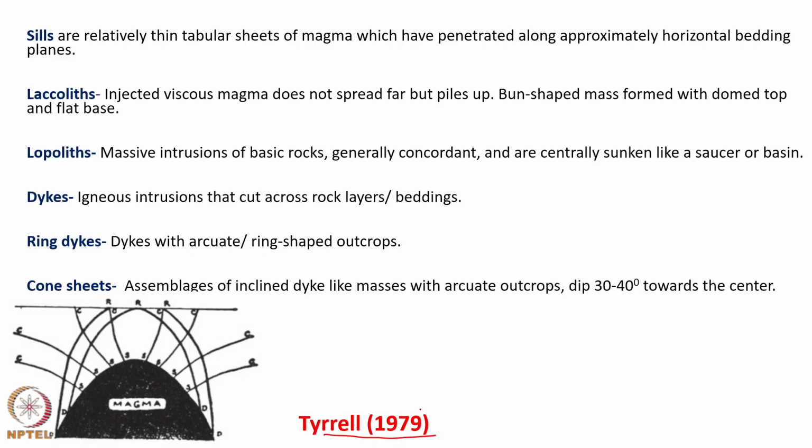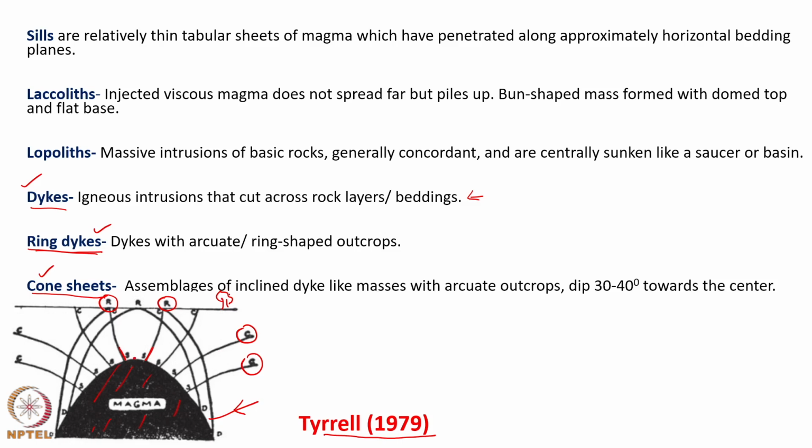As per Tyrrell's book, dikes are igneous intrusions that cut across rock layers or the beddings. Now, two kinds of dikes can be thought about: ring dikes and cone sheets. Consider a magma chamber has come close to the earth's surface. Here is the earth's surface. Now, two sets of dikes can be produced. Here C stands for the cone sheets and R stands for the ring dikes. So, the ring dikes, as per this diagram, are dipping opposite to each other, and they are formed at the hinge portion of this magma body.